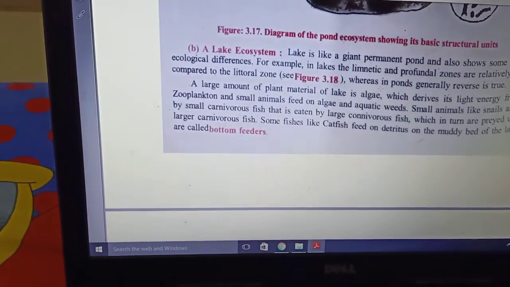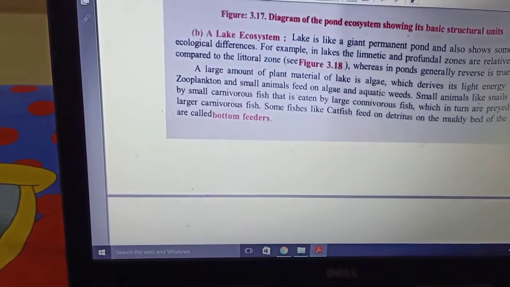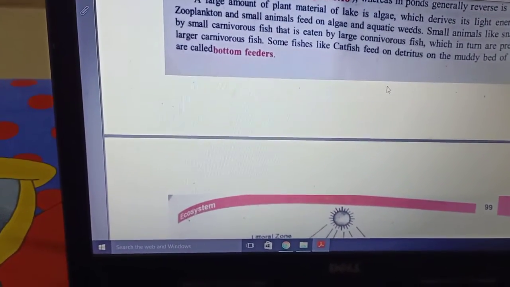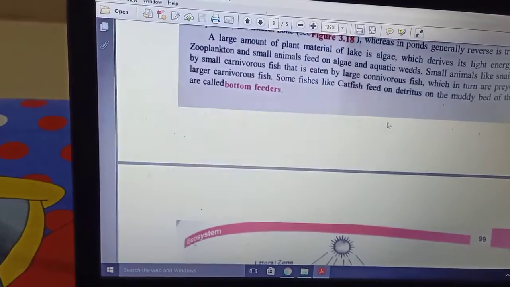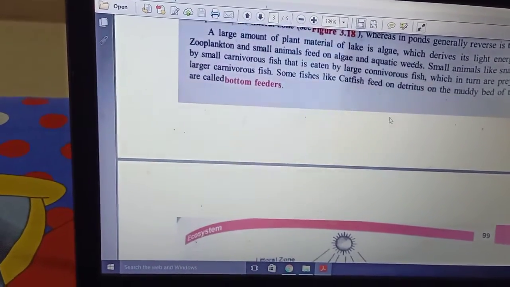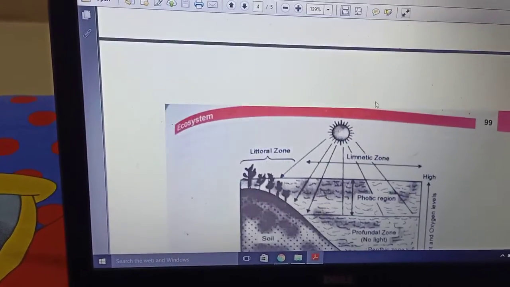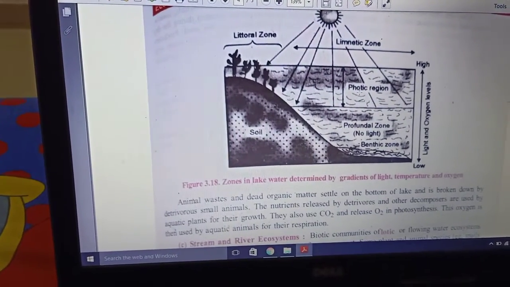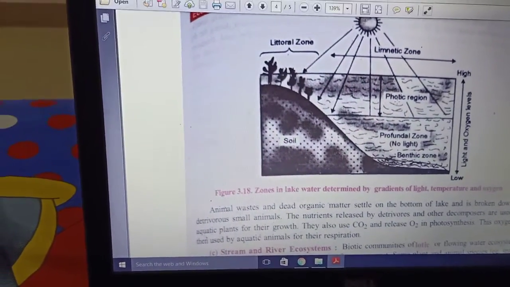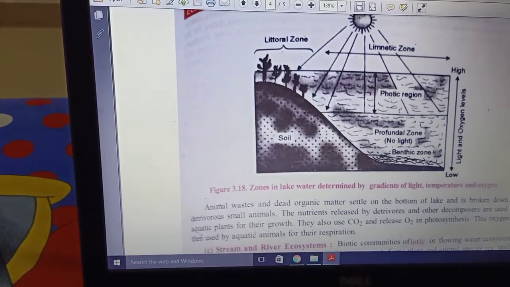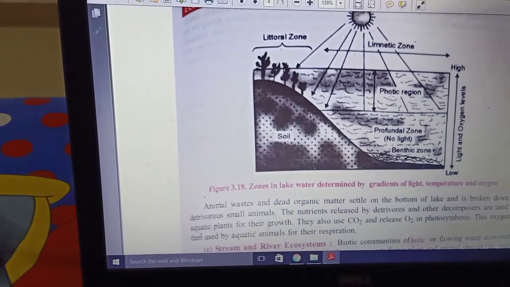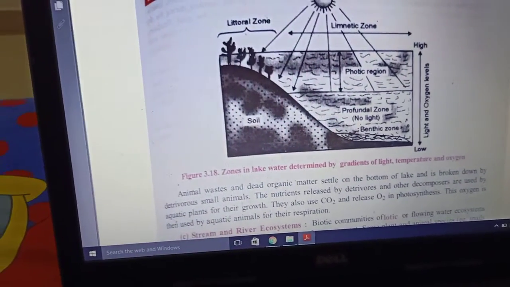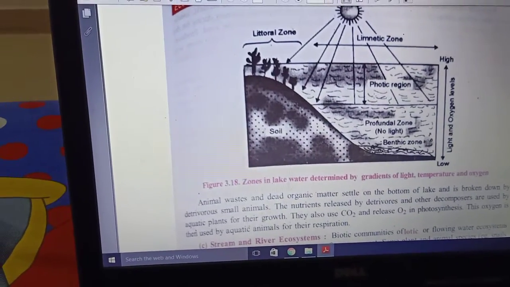Again, the system is similar, that is, consumers are dependent on different producers and then on other consumers. You have also heard about the catfish, that is found in the muddy bed of the lake. This is called a bottom feeder. So this is a particular zone in the lake determined by the gradient of light, temperature, and oxygen. So here you will find there is a limnetic zone, where they are dependent on sunlight, and different kinds of temperature and oxygen variations, which are called abiotic components.